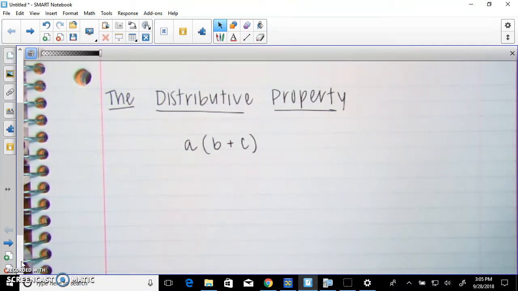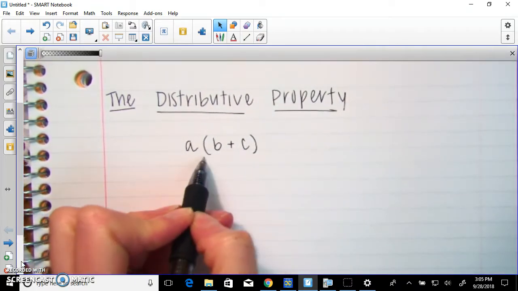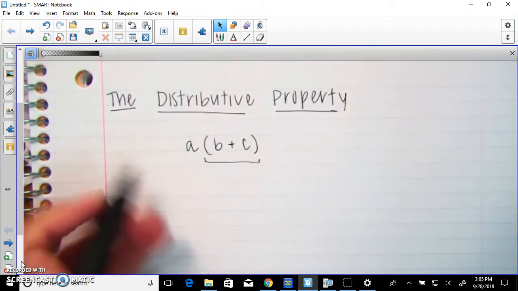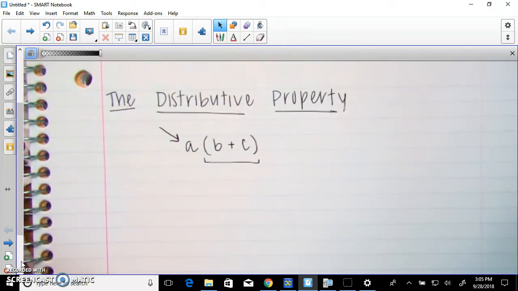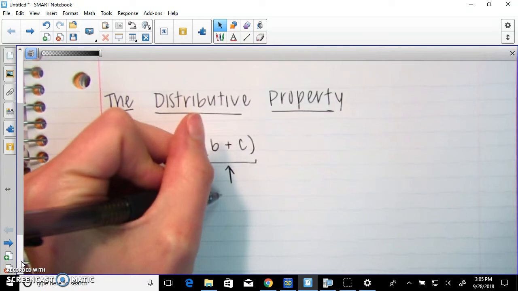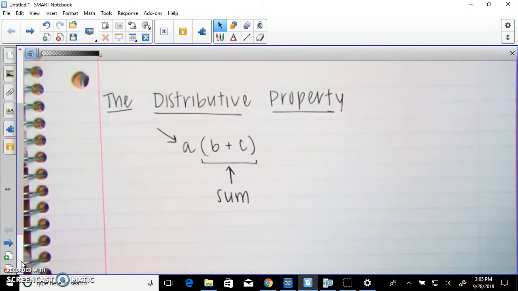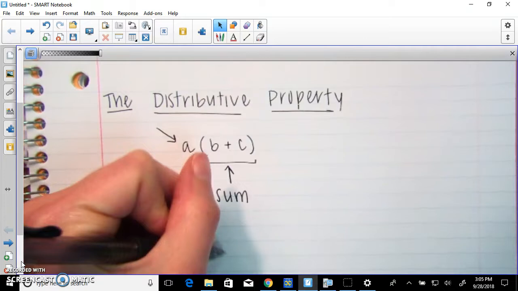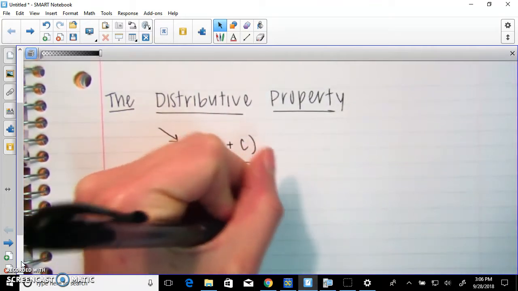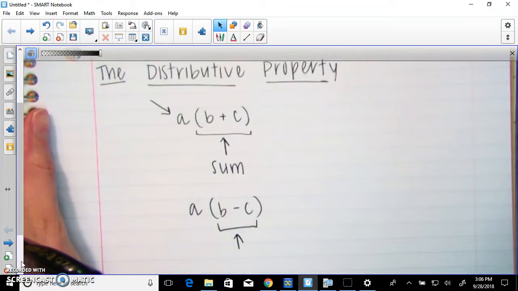It's a rule, a law that allows us to essentially multiply a group of terms by one factor. So the group of terms may be seen as a sum, like in this case, b plus c, or you might see it as a difference. So we might have a times b minus c. So it's either multiplying a sum or a difference.